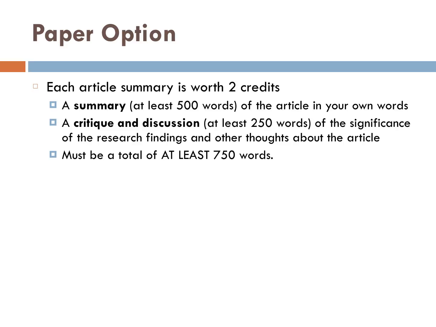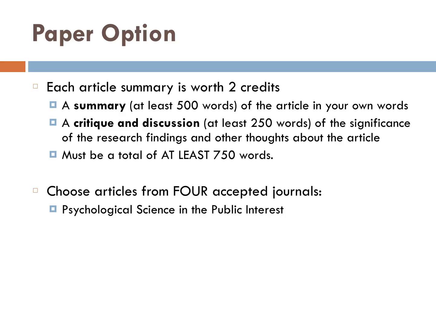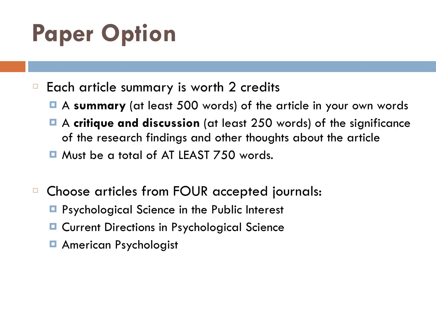Now, as far as your article summaries, they must come from the 4 accepted journals. Those are Psychological Science in the Public Interest, Current Directions in Psychological Science, American Psychologist, and Cerebrum. And links to the 4 journals are available on the Blackboard page section under Article Summaries Information.